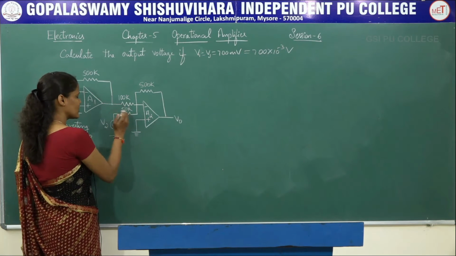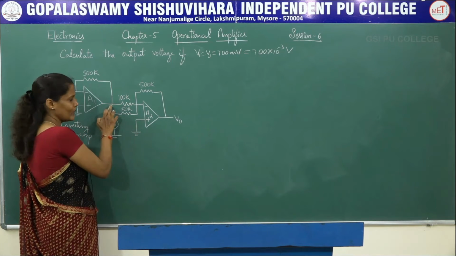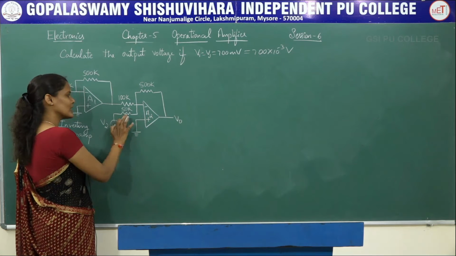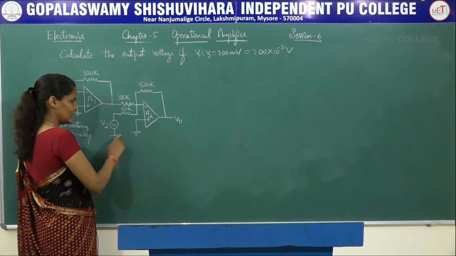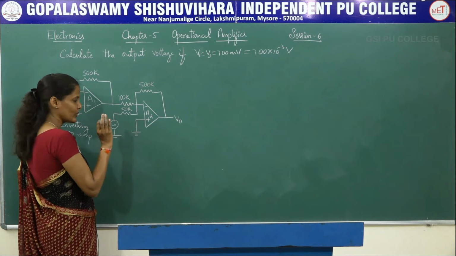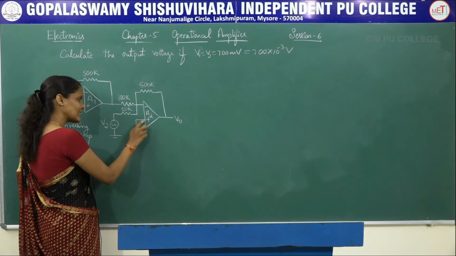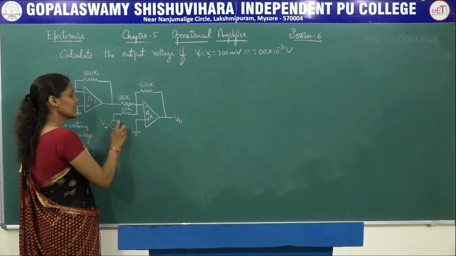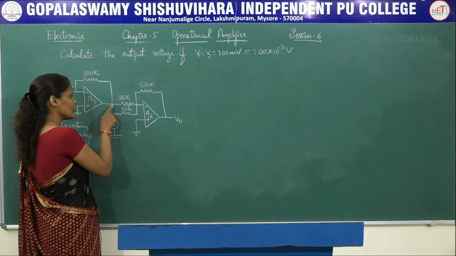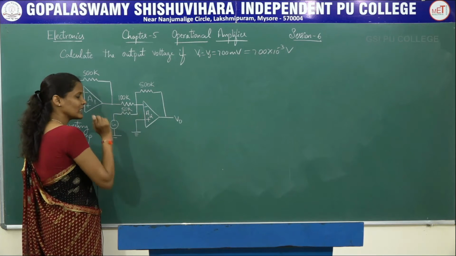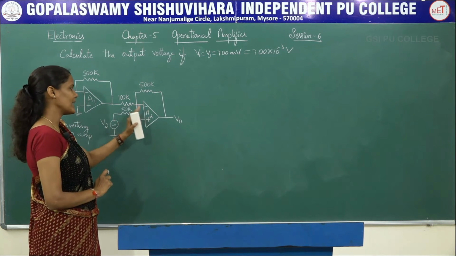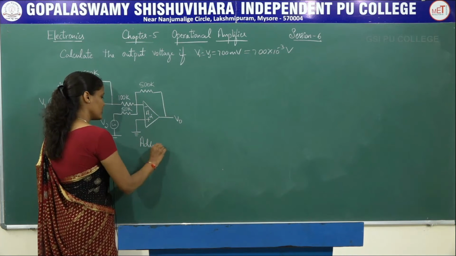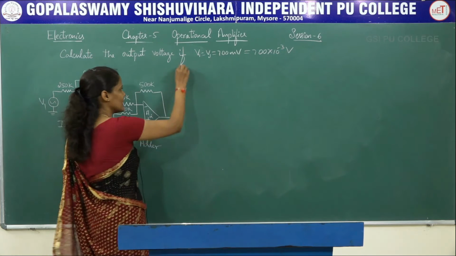If you look at this picture, the output of the first op amp is also connected as input for the inverting terminal, and V2 is also connected as the input for the inverting terminal. Here the non-inverting terminal is grounded. Suppose if this V2 was connected to the non-inverting input terminal, then we could call it a subtractor. But here both the inputs, that is the output of the first op amp and V2, are connected to the inverting terminal of the op amp A2. So this is an adder circuit. We have to calculate V0 for this particular diagram.